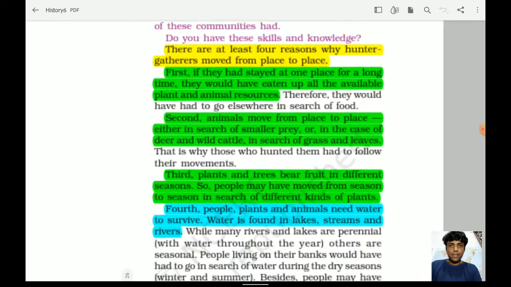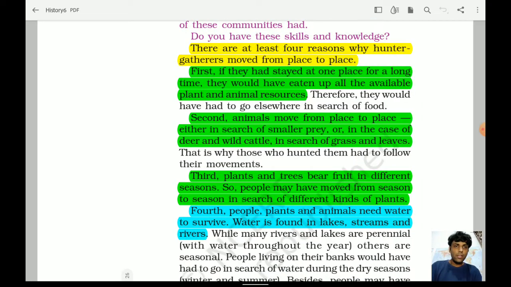As per the NCERT, there are at least 4 reasons why hunter-gatherers moved from place to place. There could be multiple reasons why hunter-gatherers, or the people in that particular era, must have moved from here and there in quest of finding animals and plants. So let us understand what the 4 reasons are.